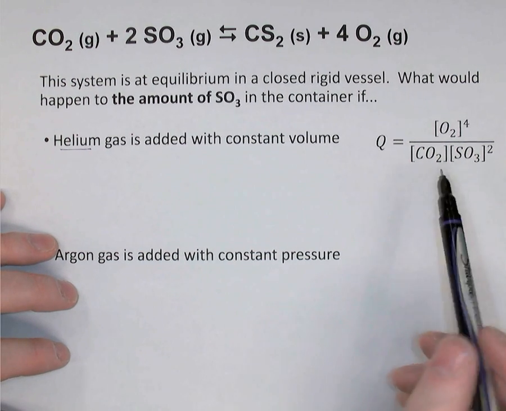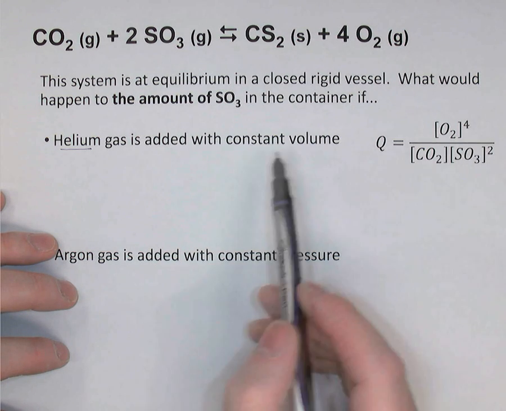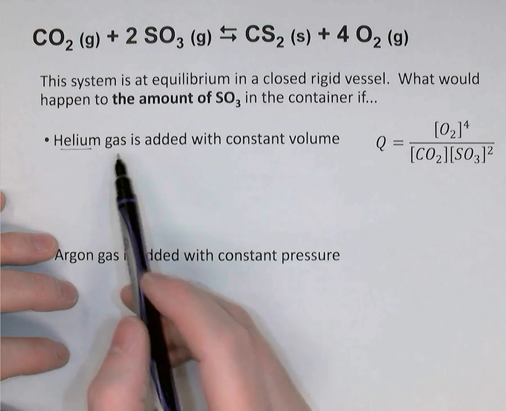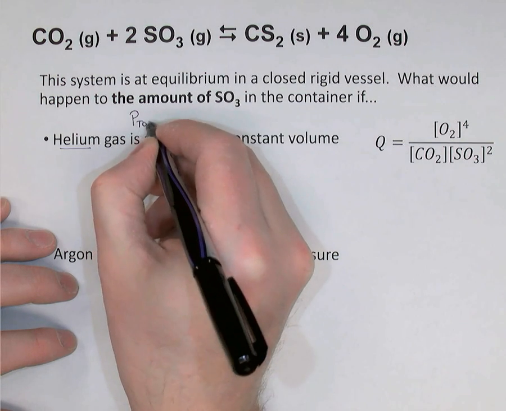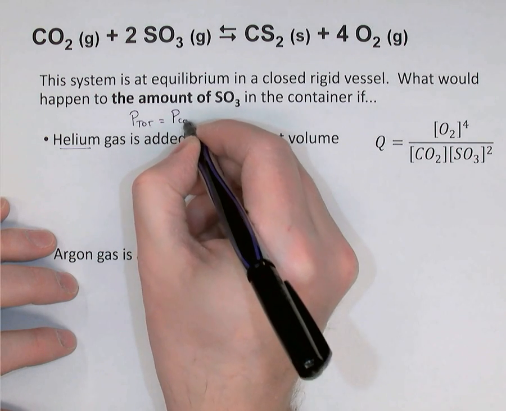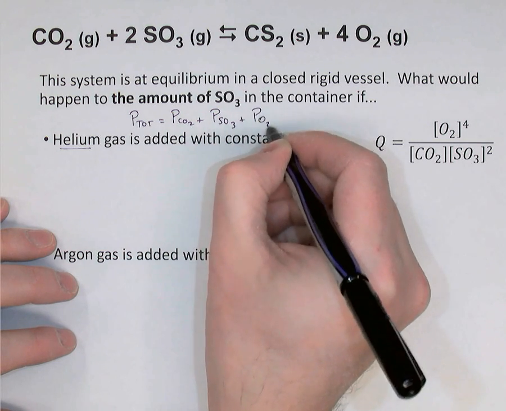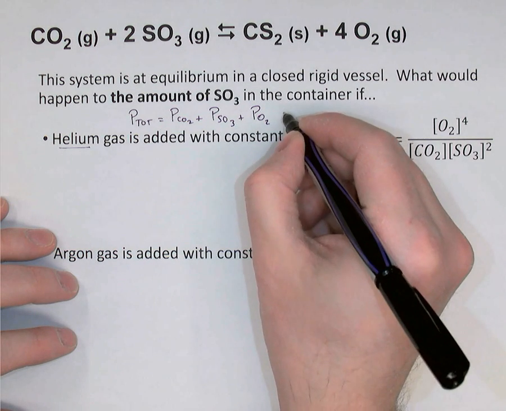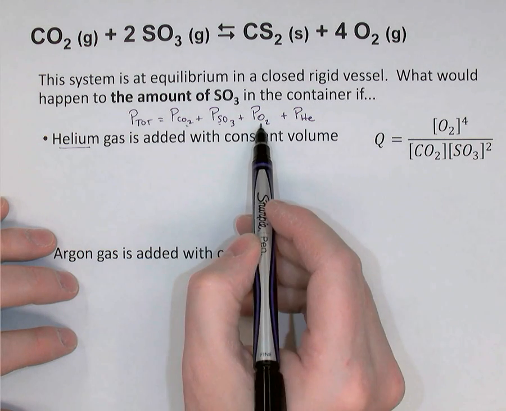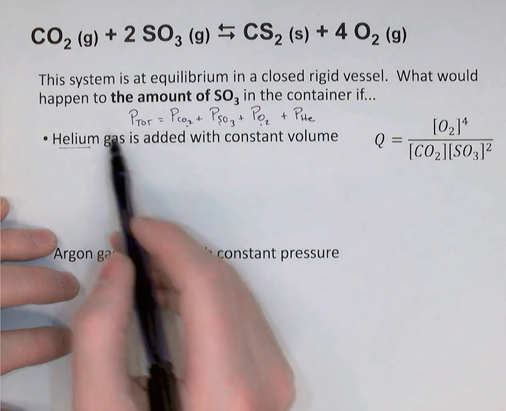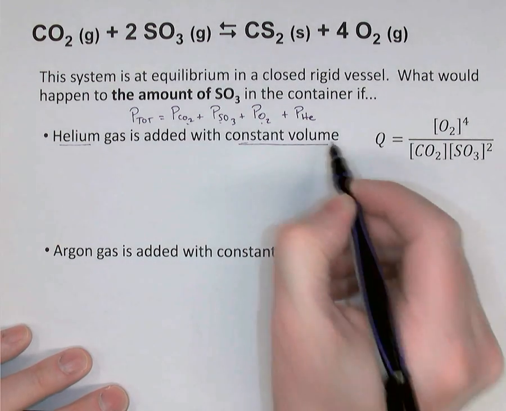From a Q perspective, you would argue that adding the helium doesn't change any of these concentrations because the volume was held constant. There is an extra gas, so the total pressure goes up, but we know from Dalton's law that the total pressure used to be the CO2 pressure, the SO3 pressure, and the oxygen pressure. So the total pressure is going to go up because now there's an extra gas, some helium gas. But the pressures that were already there don't change. The total pressure changes, but none of the partial pressures change. And again, that's because the volume is held constant.